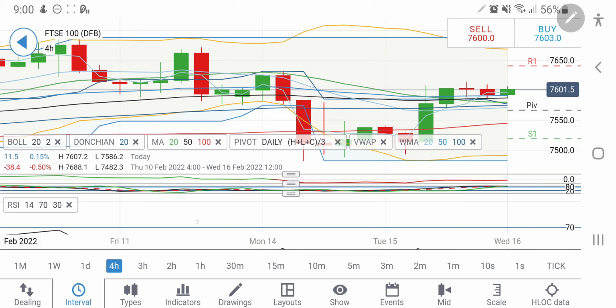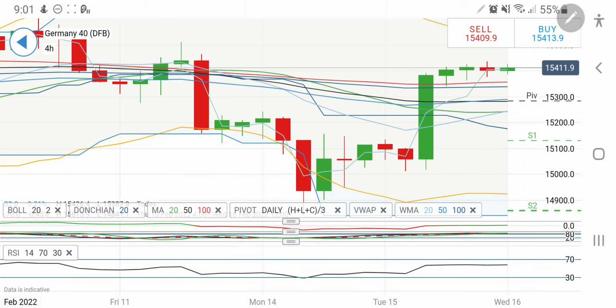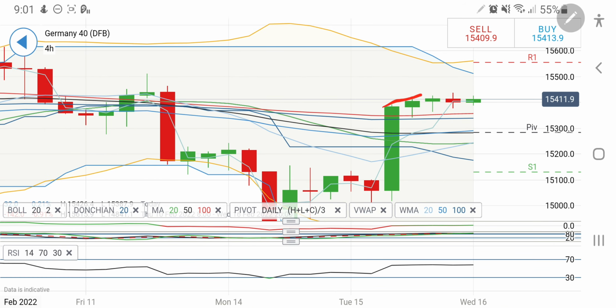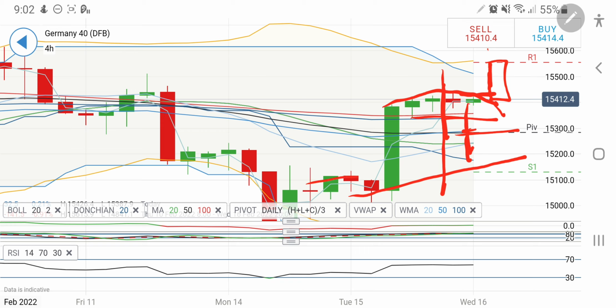Now let's move towards Germany 40. This is the 4-hour chart for Germany 40, trying to consolidate here and also may try to form a symmetrical pattern. Only a long entry beyond 15440 is recommended. Once it goes beyond 15440, you can expect it to rise sharply towards 15550 and 15600 levels. On the downside it has its support intact at the 15350 and 15300 zone. It may try to form a drop, and it can drop towards 15300 and 15200 levels.